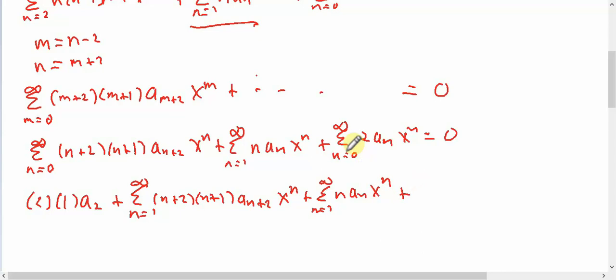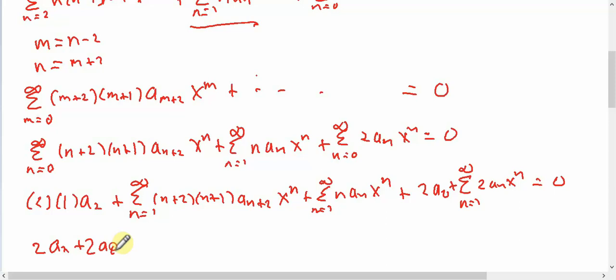And then here I have to sum off the first one to get 2a0. That's plugging in the 0, x to the 0 on that. And then I have sum plus the sum. Now it starts at 1, 2a sub n x to the n. And so if I take these two out in front, I've got 2a2 plus 2a0 plus each of these sums.